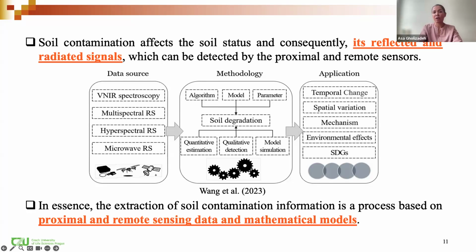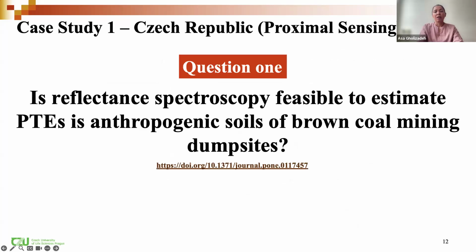In general, the extraction of soil contamination information is a process based on proximal and remote sensing images or data, in general spectra, and mathematical models. So with this information, we decided to answer some questions that have arisen. One of the questions was: is reflectance spectroscopy feasible to estimate potentially toxic elements in anthropogenic soils of brown coal mining dump sites? For this, we had a case study, which I called case study 1, conducted in the Czech Republic using proximal sensing.